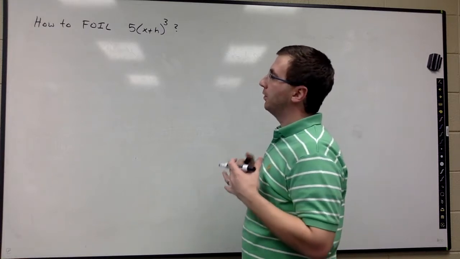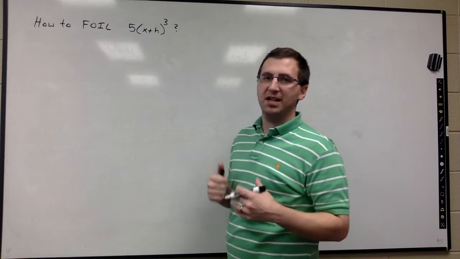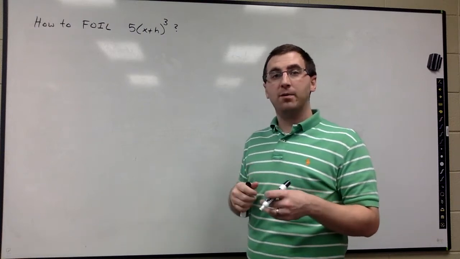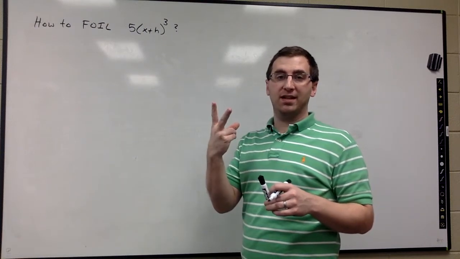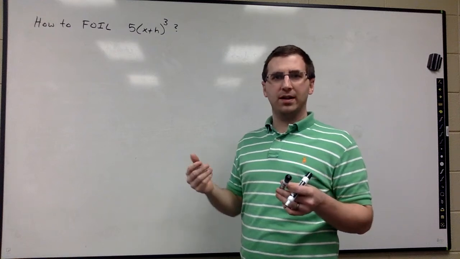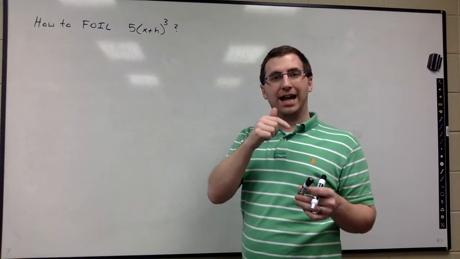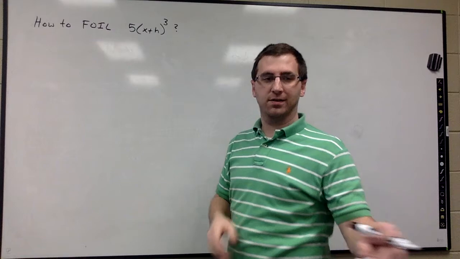So in order for us to FOIL out 5 times x plus h to the third, we've got to know how to FOIL at least two parentheses at a time. What I mean by FOILing is first, outer, inner, last. That's what we learned back in algebraic foundations.